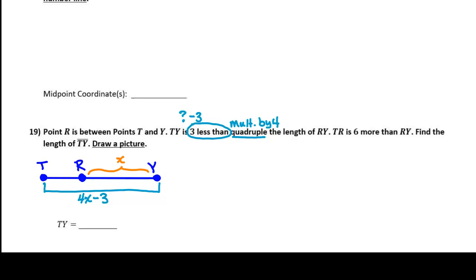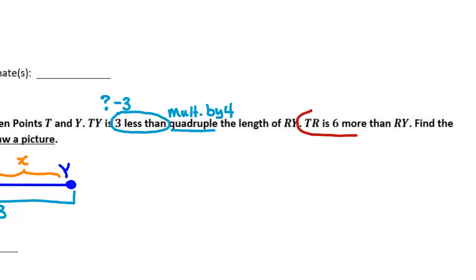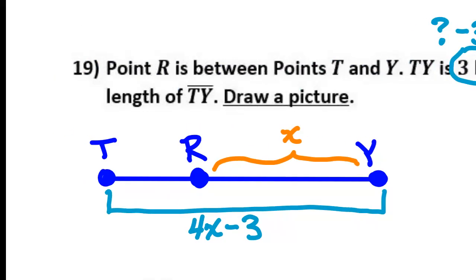TR is 6 more than RY. What did we call RY again? X. And 6 more would mean to do what? Add 6. So something plus 6. So this is going to be X plus 6.